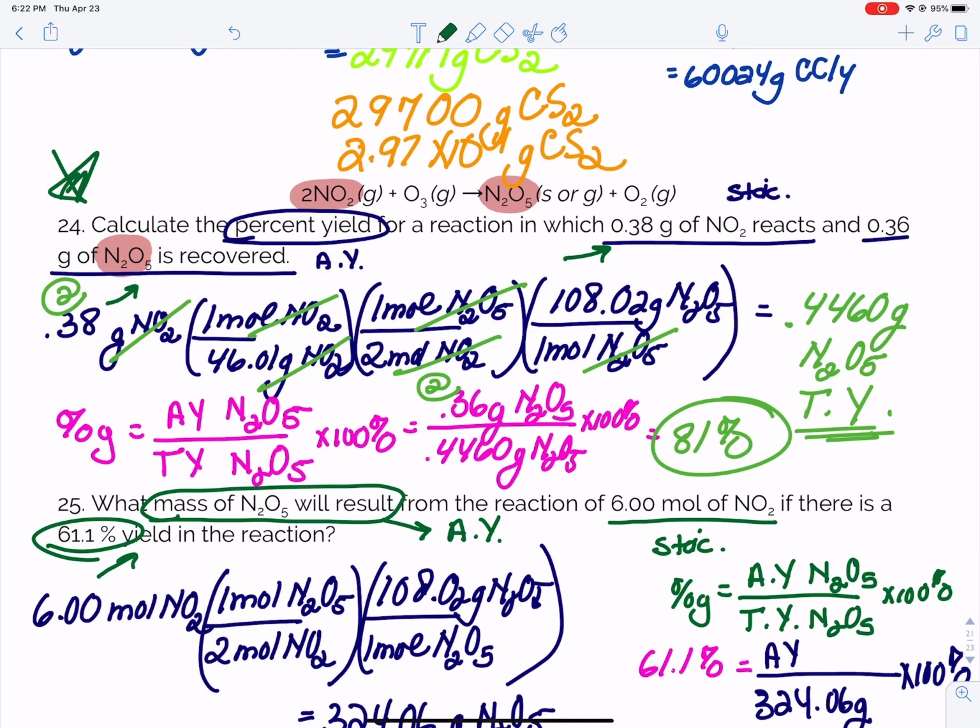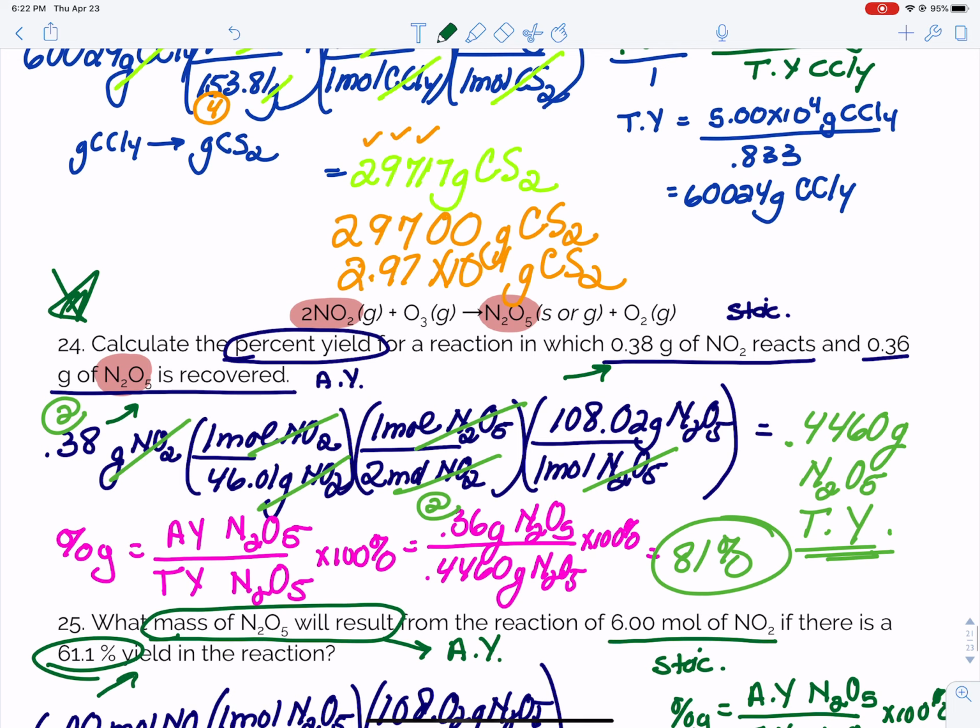Sometimes you do get a percent yield greater than 100%, but that means that the sample has been contaminated. You've done something wrong. So generally in a laboratory, what we wind up with is percent yields less than 100%. We want to get them as close to 100% as possible, but that doesn't happen often in the real world.